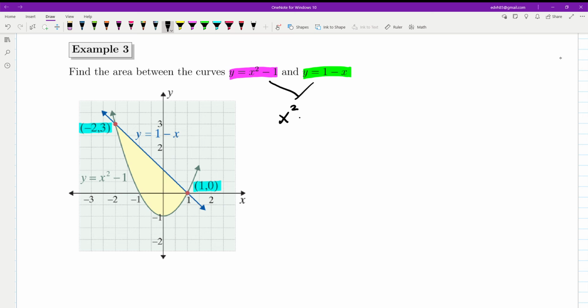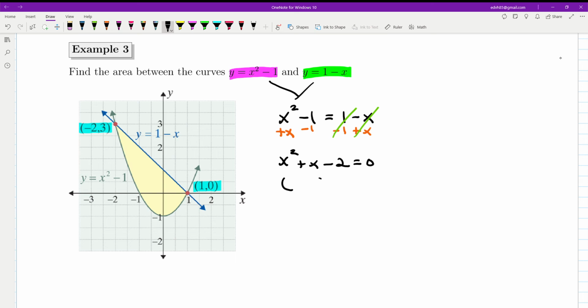That is x squared minus 1 equals 1 minus x. And in this case, what we're dealing with is solving a polynomial equation, and those are solvable by factoring. So what we need to do then is have all terms on one side. So let's cancel, and that's going to give us x squared plus x minus 2 equals 0. So we need to solve that polynomial equation by factoring.